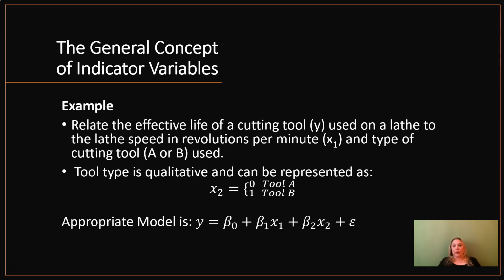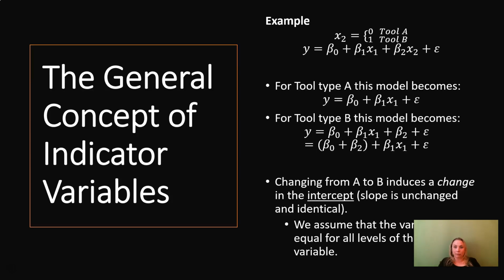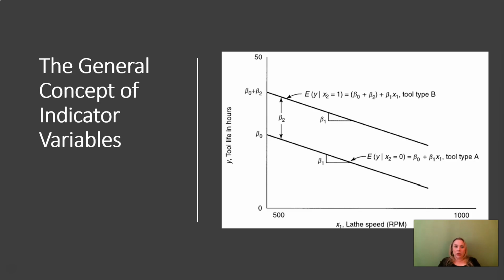So here we have an example where I'm looking at the life of a cutting tool based on the tool used. And so I set up my regression model with separate slope values for each of the levels that I'm looking at. And if we look at this model algebraically, we can see that when we look at one of the tool types, the x value for the other tool type is going to drop out because it's 0. And another thing to keep in mind is, if we're plotting the line for both models, sometimes we have the same slope, but different y-intercept values.